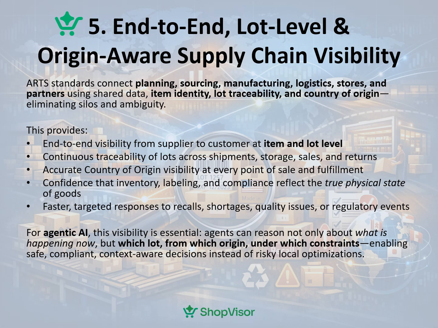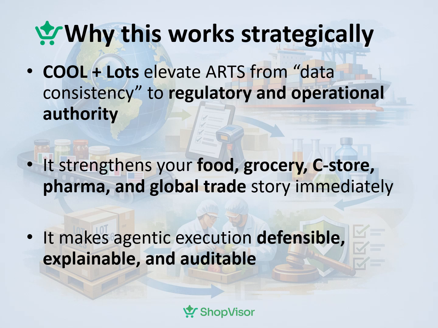For Agentic AI, this visibility is essential. Agents can reason not only about what is happening now, but which lot, from what origin, under what constraints, enabling safe, compliant, context-aware decisions instead of risky local optimizations. Why this works strategically: item, lot, and origin elevate ARTS from data consistency to regulatory and operational authority.